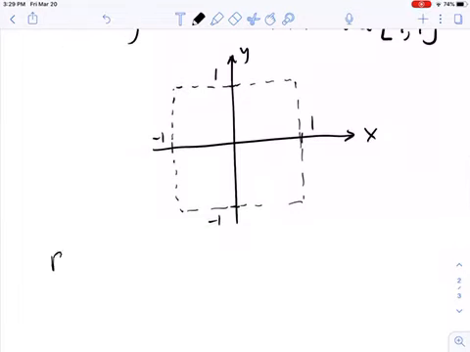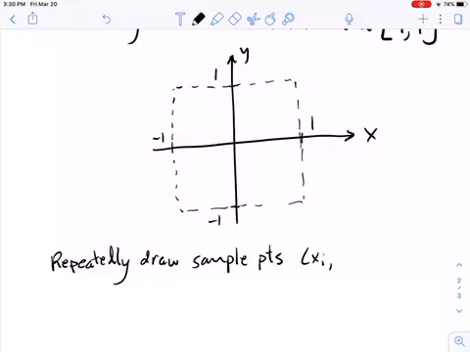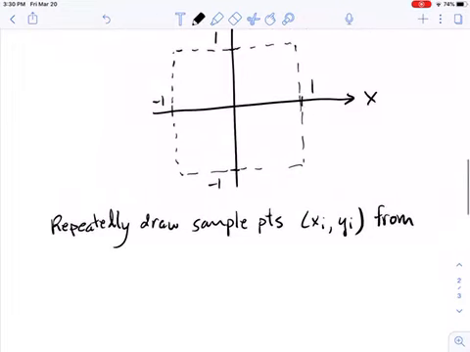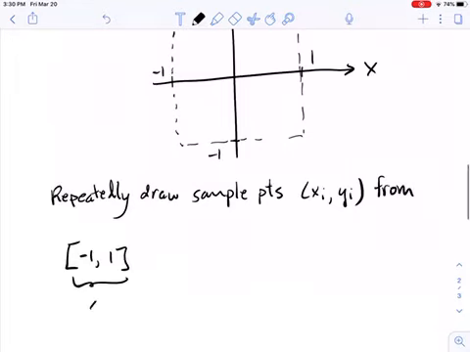Okay, then we repeatedly draw sample points, say xi, yi, for i is 1 to a very large number, from the interval -1 to +1 on x, and the interval -1 to +1 on y.